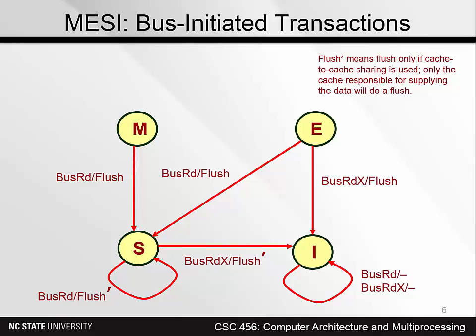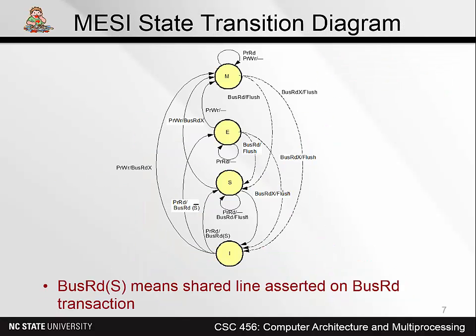If a line is in state M when another processor reads the line, it transitions to state S. Note that in this case, the processor always flushes the line because only the processor in state M has an up-to-date copy of the line. But if a bus read X comes in while the line is in state M, it transitions to state I while flushing the block. Putting it all together, we see that the M state is at the top, representing the most control by the owning cache.